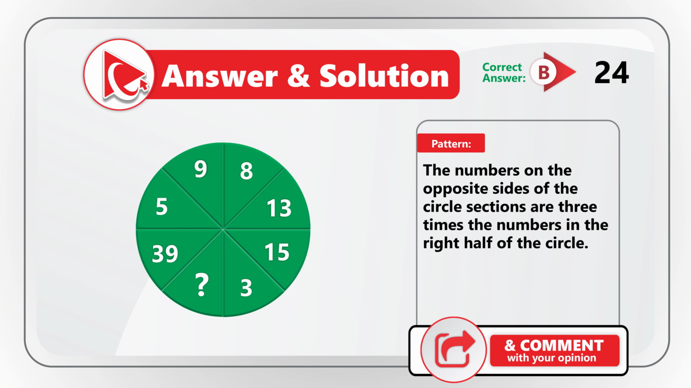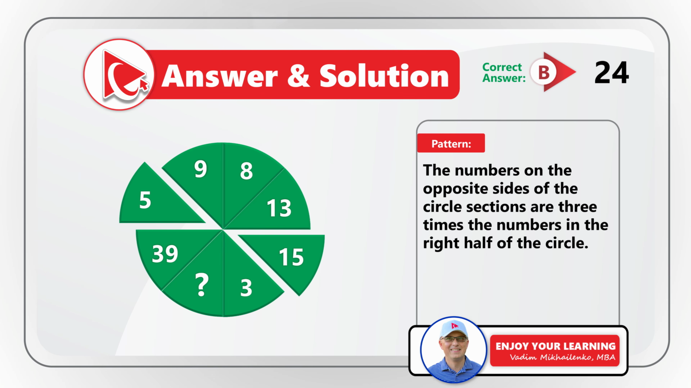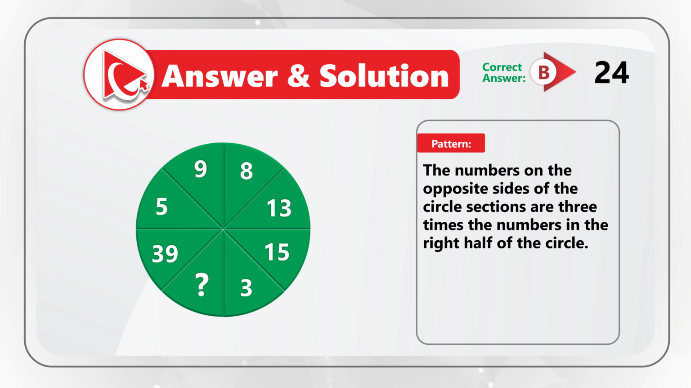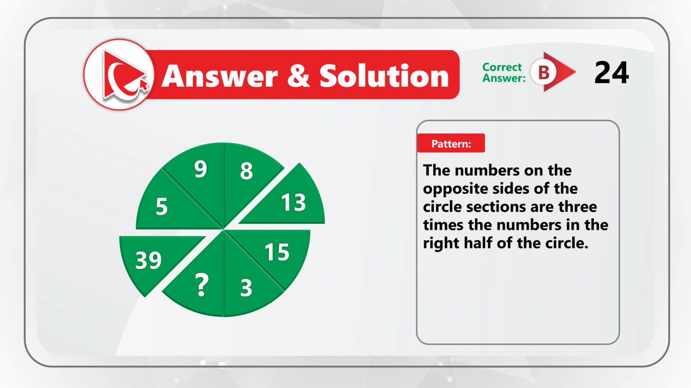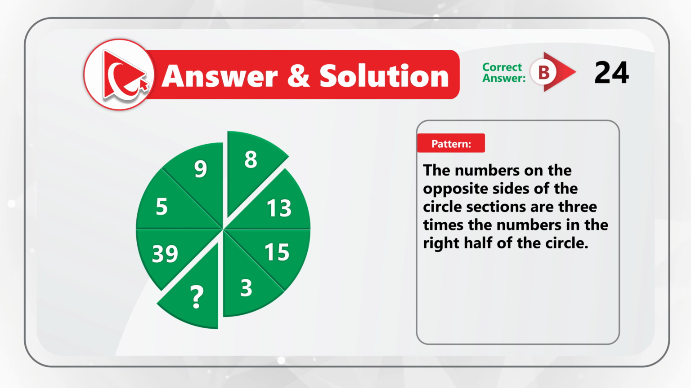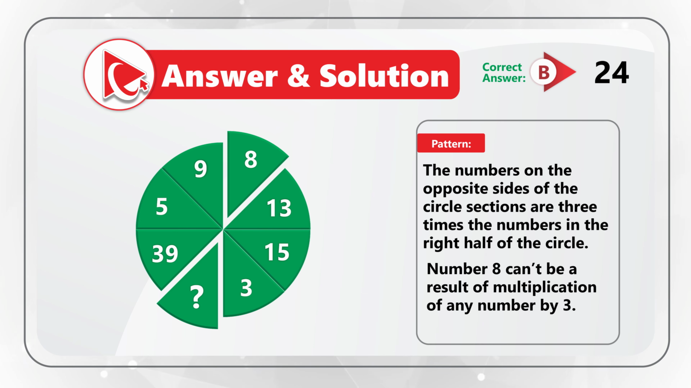The next set of numbers is 5 and 15. And 5 multiplied by 3 equals 15. The next set is 13 and 39. And obviously, if you multiply 13 by 3, you will get 39. Let's take a look at the missing number. Because the number 8, which is on the opposite section, cannot be a result of multiplication of any number by 3, this means that the missing number is a result of 8 multiplied by 3, which equals 24. This is why I think the correct answer here is choice B, 24.